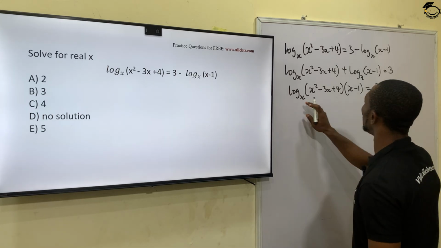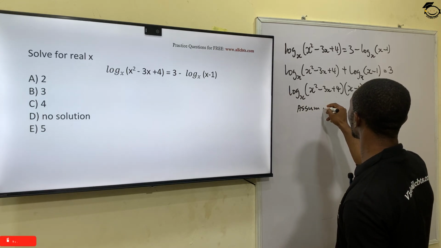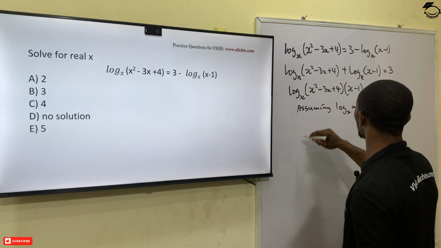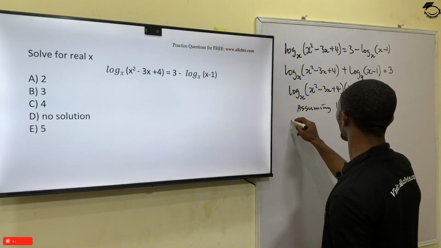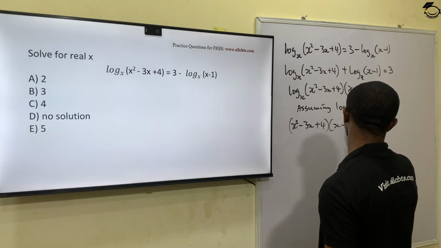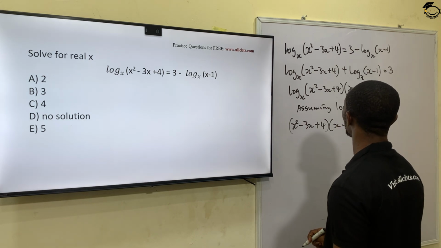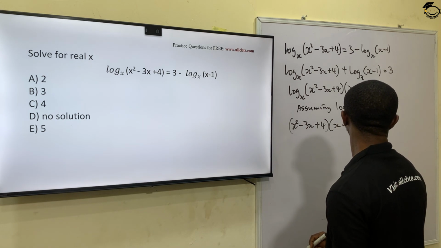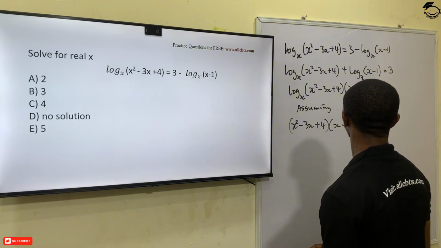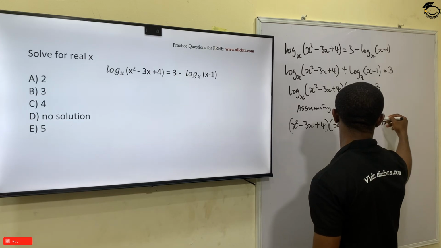Now, assuming this is in base 10, this becomes (x squared minus 3x plus 4)(x minus 1) equals 10 raised to the power 3. And 10 raised to the power 3 will give us 1,000.